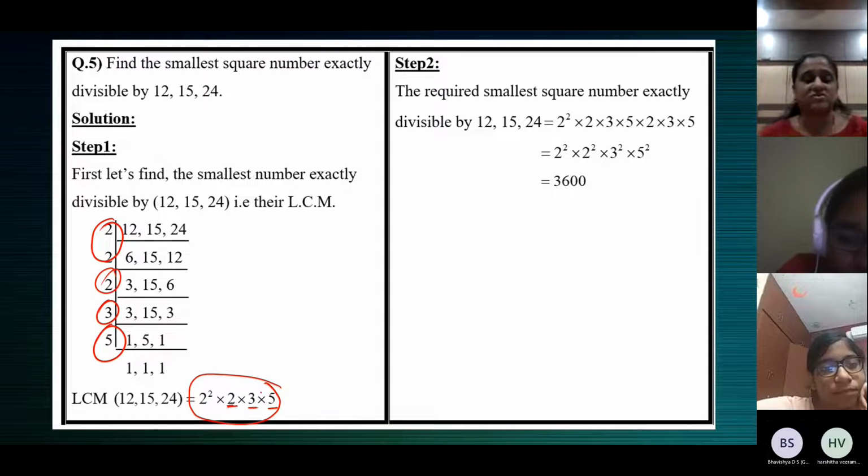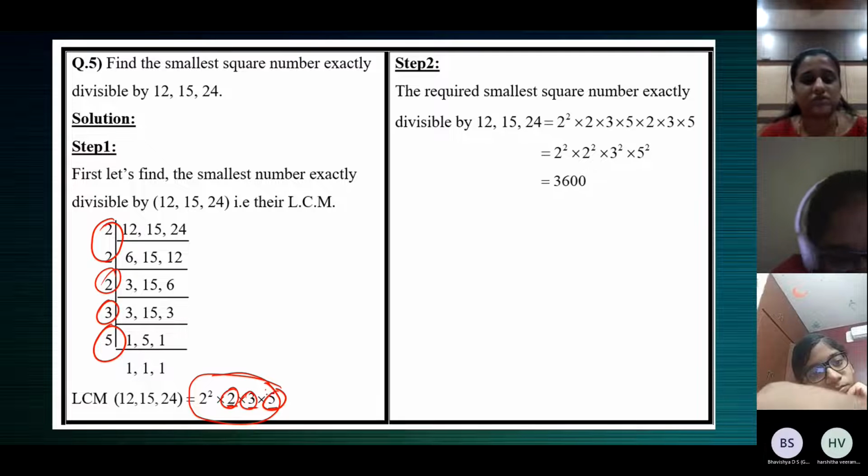But we need the smallest square number. If it should be a square number, all the prime factors must occur in pairs. So you need to multiply this with 2, 3 and 5 so that it becomes 2 square, 3 square and 5 square.